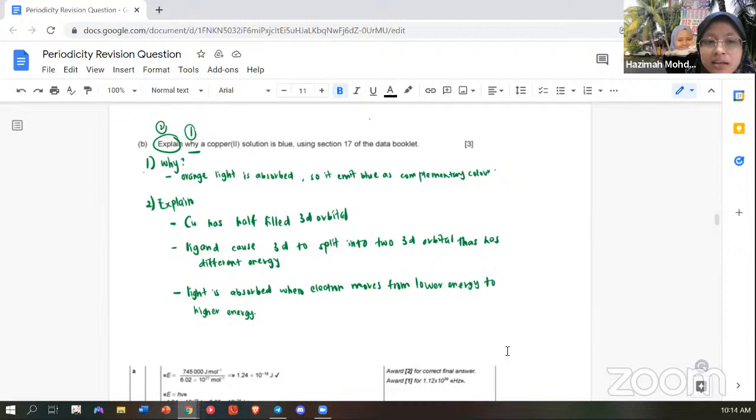So first thing first, we must know why the copper solution is blue. Refer to section 17. Why is the copper solution blue? Because orange light is absorbed, so it emits blue as the complementary color. Because we have learned that if it emits blue, it absorbs the complementary color, which is orange. You can see it in section 17. Second, we explain how it can absorb light energy. We must explain that Cu, this transition element, can absorb energy and emit color because it has a half-filled d orbital. That is the compulsory condition for it to have color. So this is one mark.